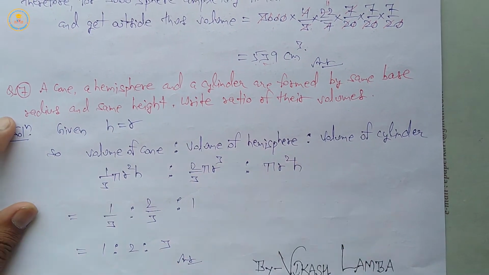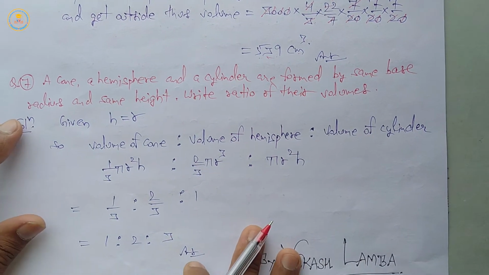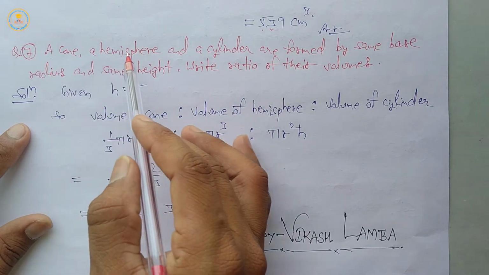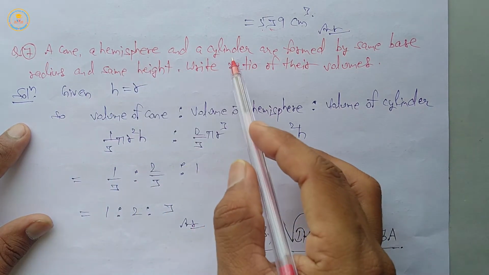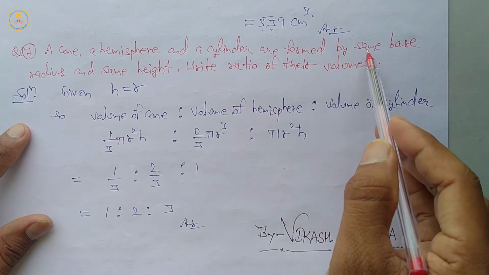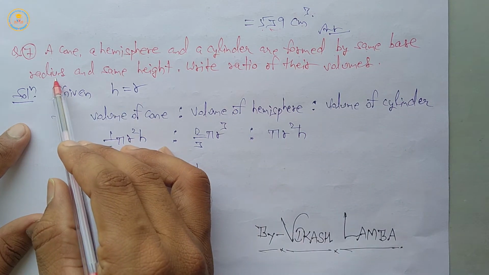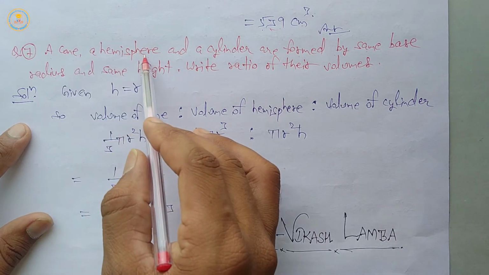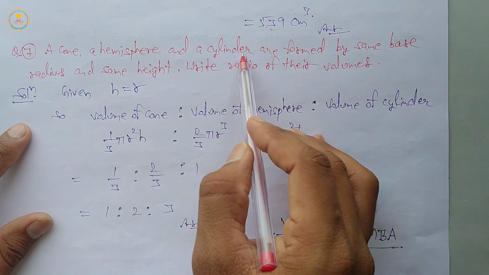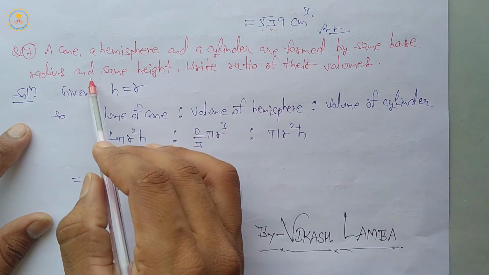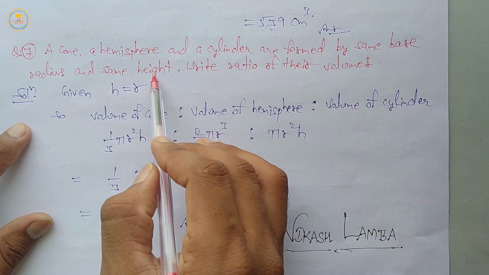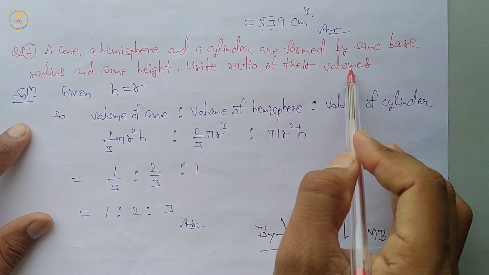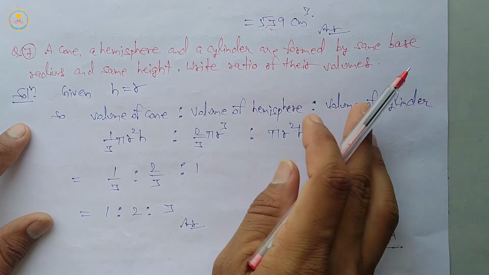Next question, question number 7. Question number 7 is a cone, a hemisphere and a cylinder are formed by same base radius. It means a radius of cone, hemisphere and cylinder are equal. Okay, and same height. Also height is same. Write ratio of their volumes.